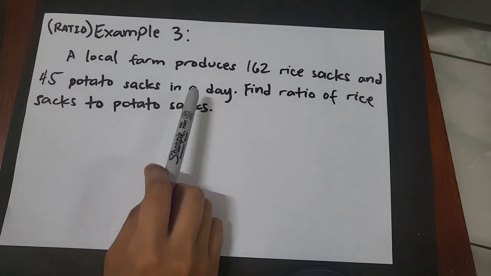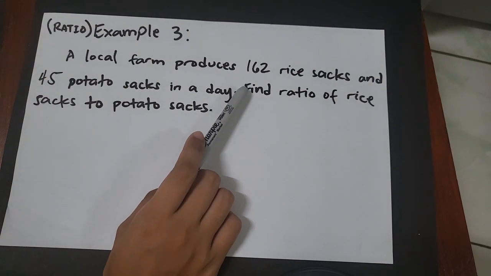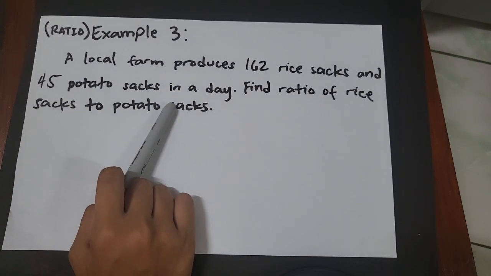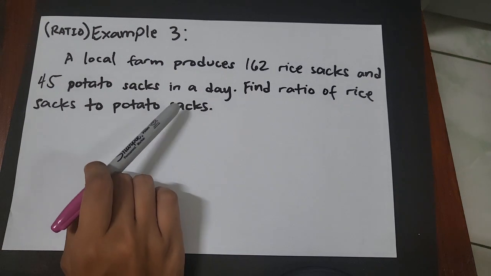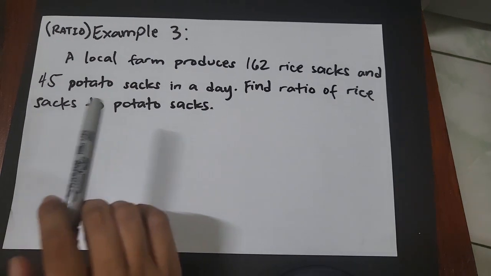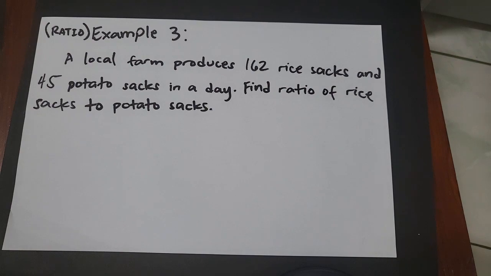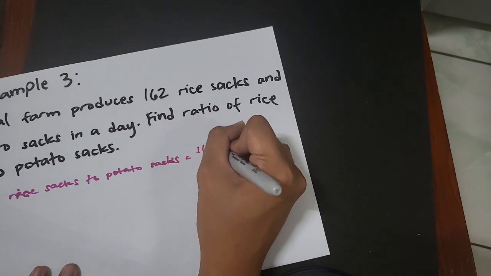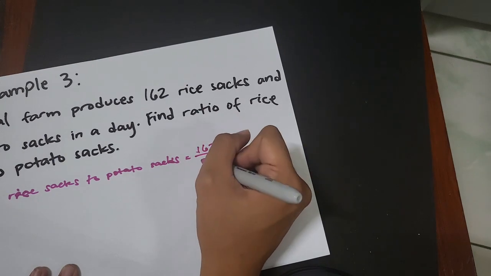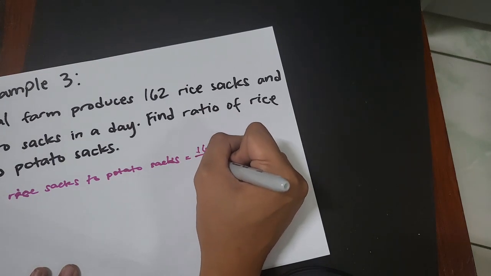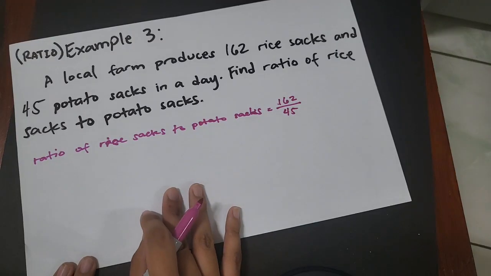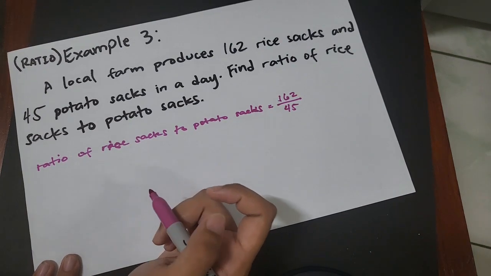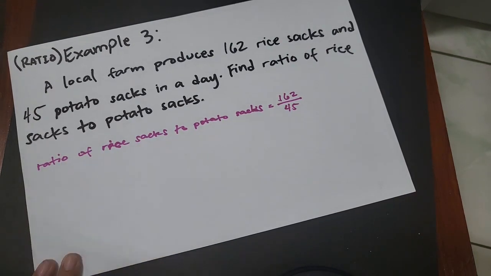Number 3. A local farm produces 162 rice sacks and 45 potato sacks in a day. Find the ratio of rice sacks to potato sacks. So, yun lang din, 162 over 45. And simplify natin. Ang GCD natin dito is 9.